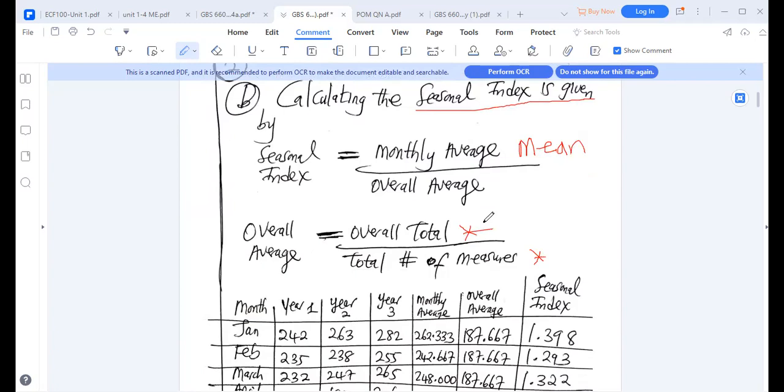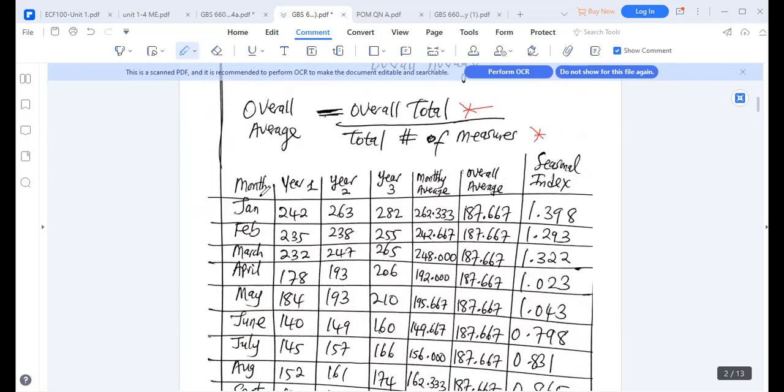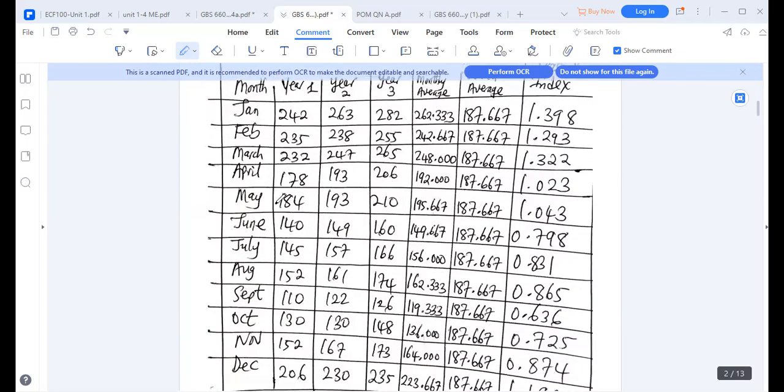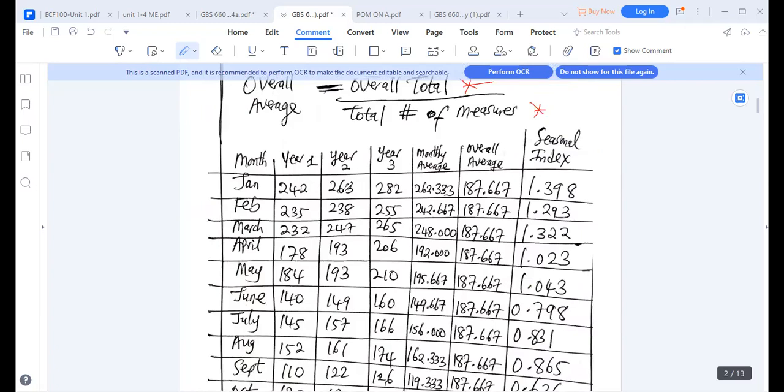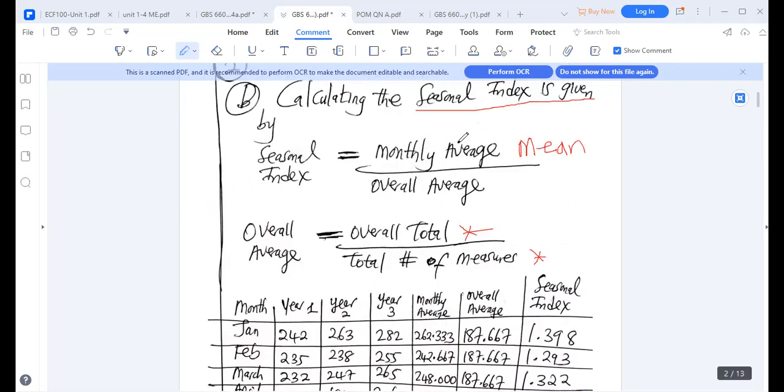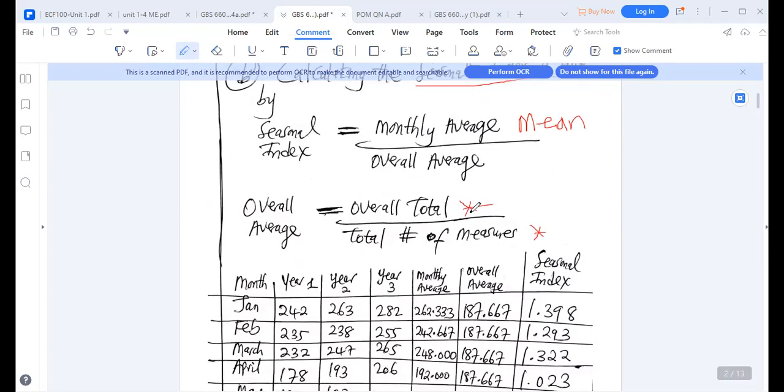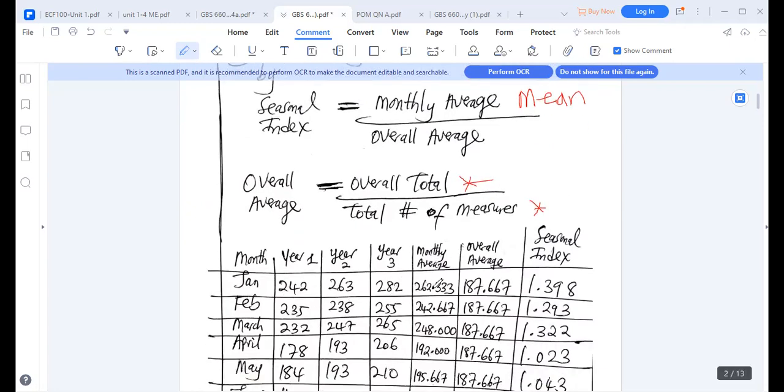Getting down to the table here, for January through December, year one, we have 242, then 263 for the second year, and 282. The formula here is the monthly average over the overall average. So find the monthly average, which is 262.33, the average of these three figures. You divide the total by 3, and we get 262.33. This is the monthly average.